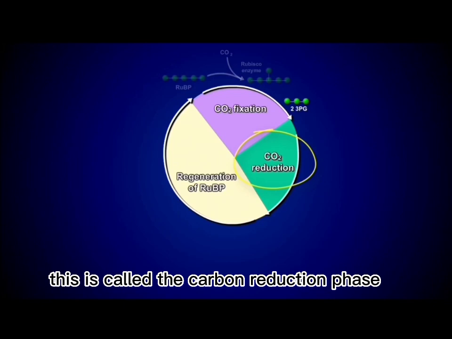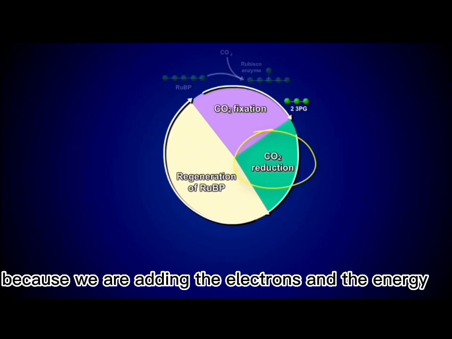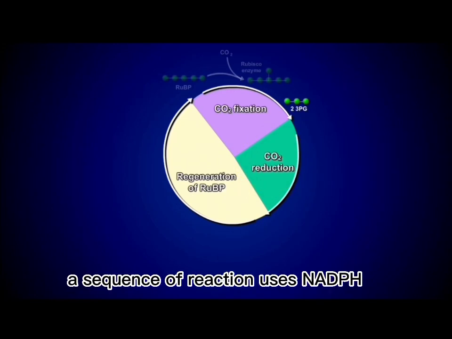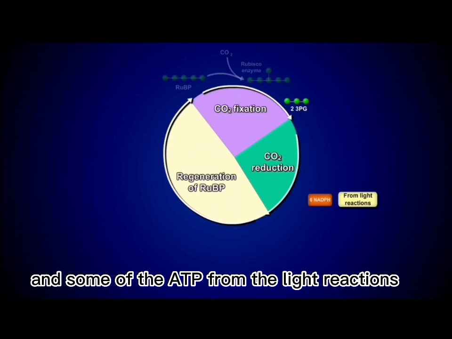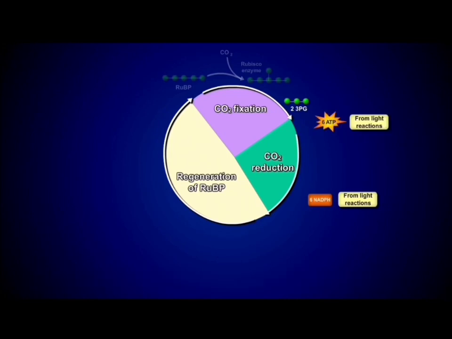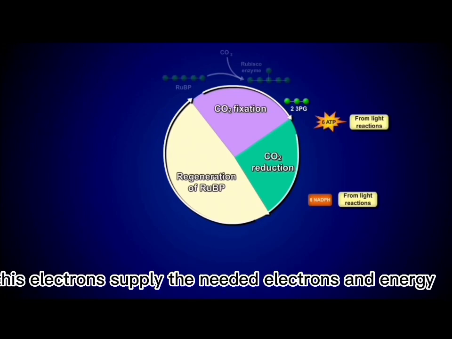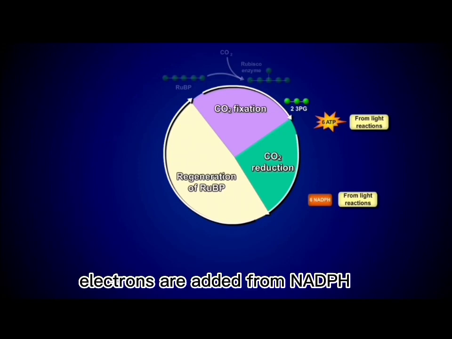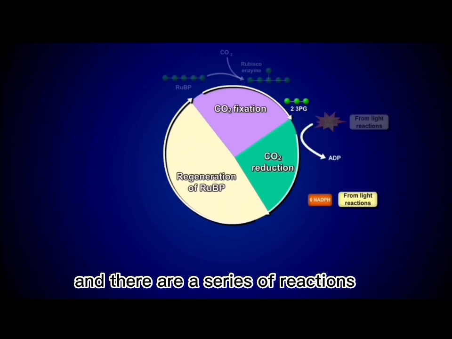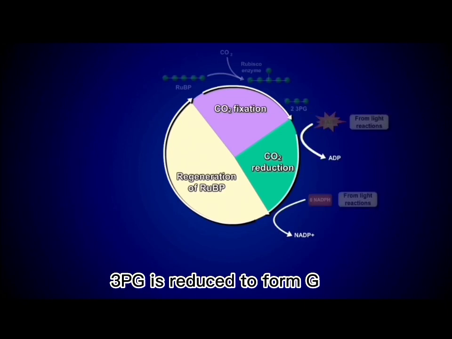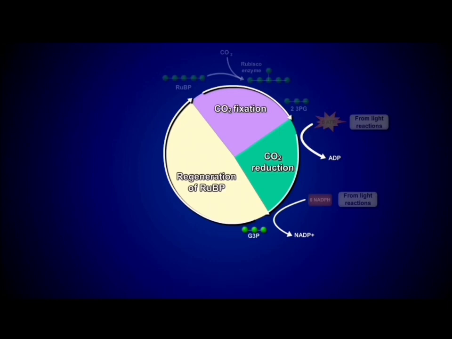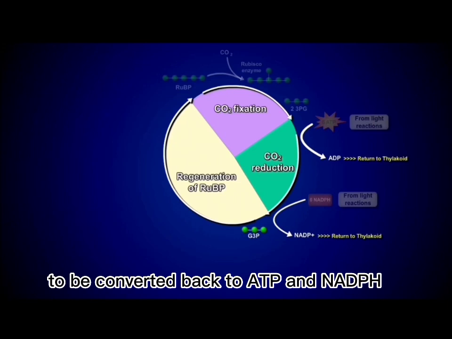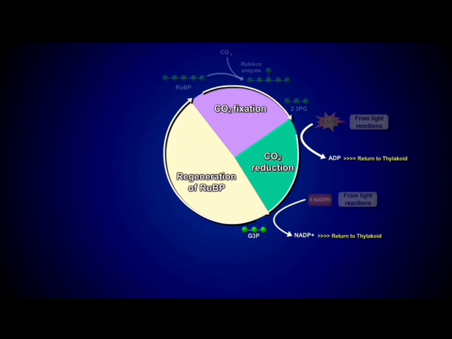This is called the carbon reduction phase because we are adding electrons and energy to the CO2 molecule. During this phase, a sequence of reactions uses NADPH and some of the ATP from the light reactions. These supply the needed electrons and energy for CO2 reduction. Electrons are added from NADPH and there are a series of reactions. 3PG is reduced to form G3P, or carbohydrate. ADP and NADP+ return to the thylakoids to be converted back to ATP and NADPH by the light reactions.